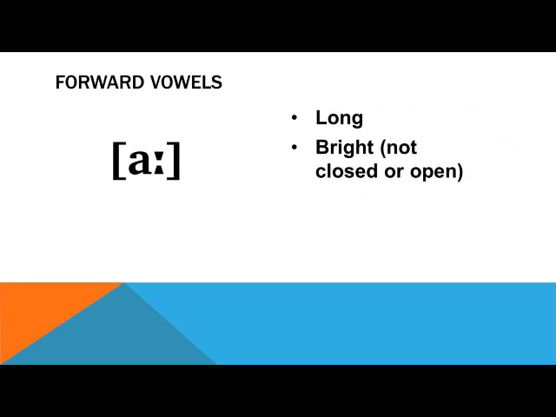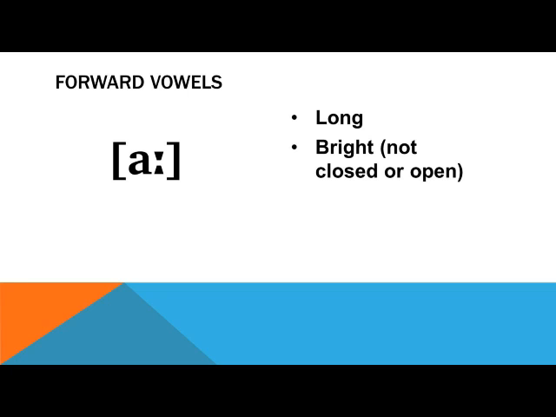And now we come to the bright ah. The ah is actually more of a central vowel than a forwarding vowel, but we list it here for simplicity's sake, though technically it's a central vowel. So this one is the long, bright ah.